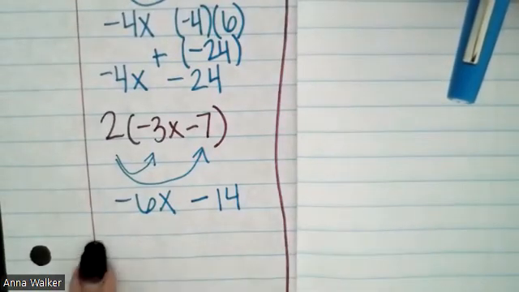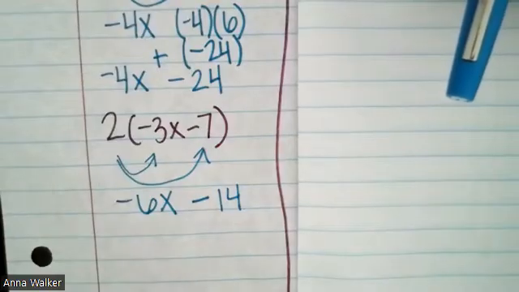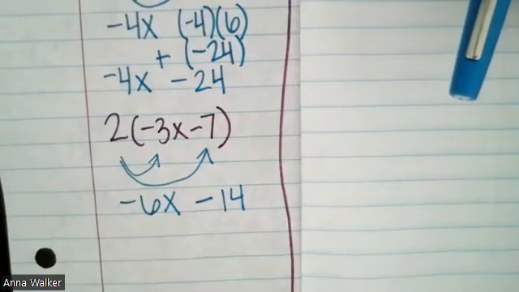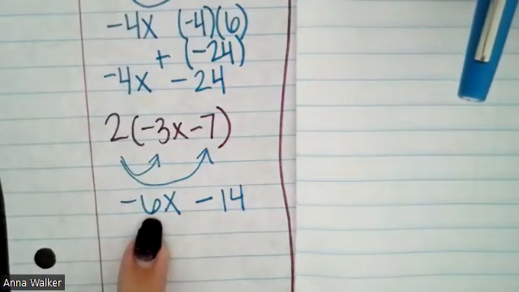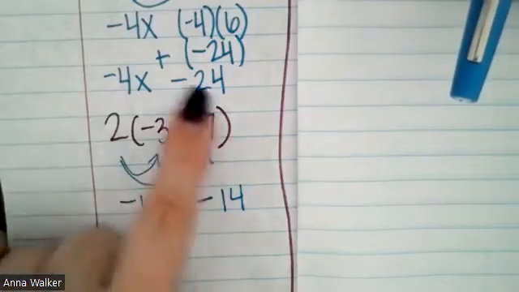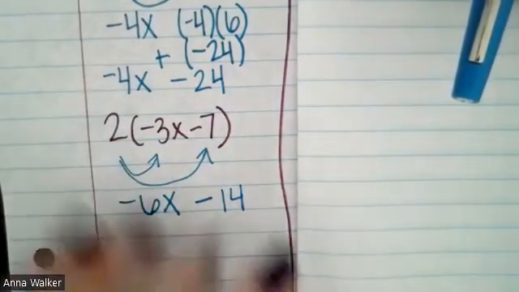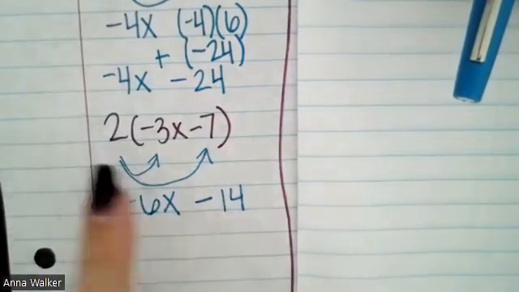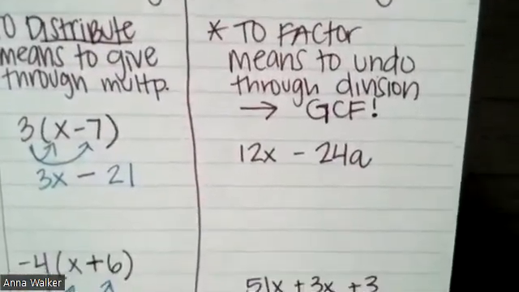However, sometimes when we're solving equations, or when you get a little bit further into your algebra career, we need to take an expression and we need to factor it. We need to figure out how we can rewrite it as what it looked like before we used the distributive property. So factoring undoes the distributive property through division. So let's look at some examples.